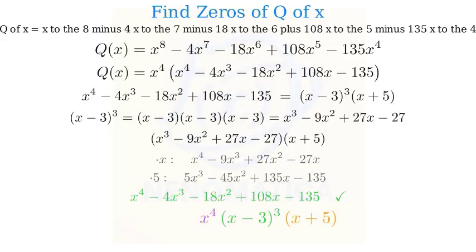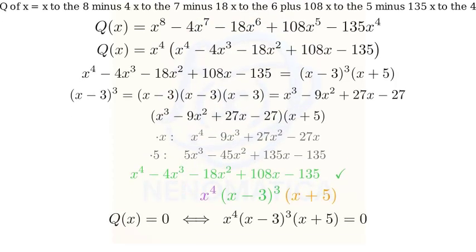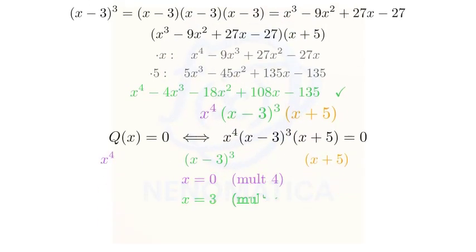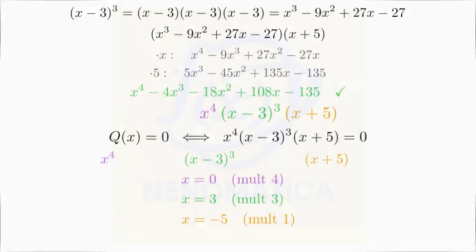Step 3. Find zeros by setting q of x equal to 0 and using the zero product property. A product equals 0 only if at least one factor equals 0. So we solve x to the 4 equals 0, x minus 3 equals 0, and x plus 5 equals 0. This gives x equals 0 with multiplicity 4, x equals 3 with multiplicity 3, and x equals negative 5 with multiplicity 1. For a visual check, let us sketch the graph and look near each root. Odd multiplicity roots typically cross the horizontal axis, while even multiplicity roots typically touch and bounce.